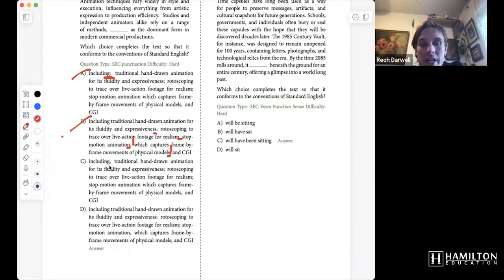Finally, what's wrong with C? C has this useless, unnecessary comma right there, all right? We don't want that comma. And then we also have a comma here after using semicolons all the way through. So these two commas suggest that from traditional to models is a non-essential phrase, right? But it's not. You couldn't say the sentence as rely on a range of methods, including and CGI. That doesn't make any sense.